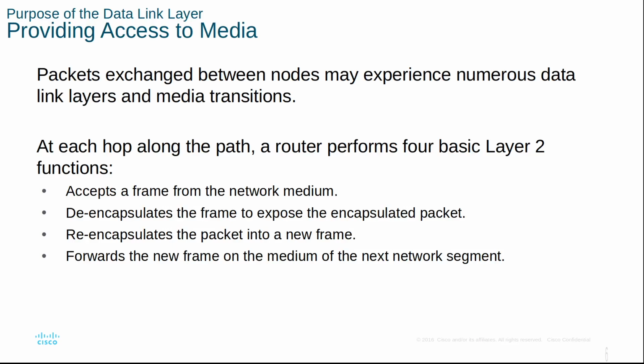So packets exchanged over a network might experience a number of data link layer and media transitions. At every hop along the path, a router will perform 4 basic functions all at layer 2. It'll accept the frame from the network medium, because they can't do anything until it accepts it, right? It'll de-encapsulate the frame and look at the encapsulated packet. It will then re-encapsulate that packet with a new frame and forward it out the appropriate interface onto the next network segment so it can continue its journey.